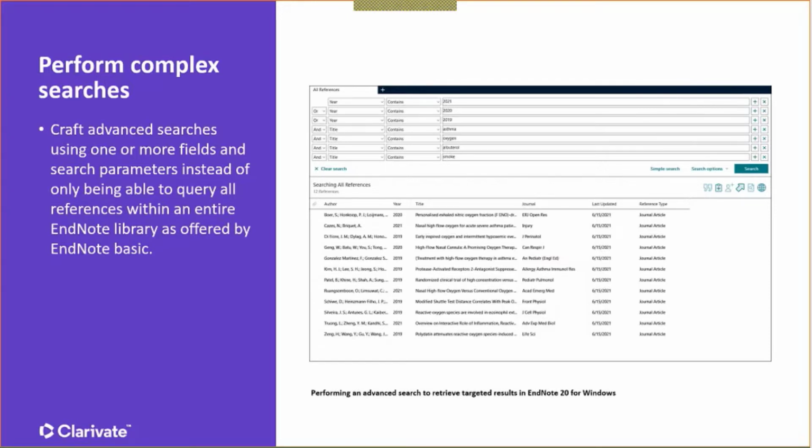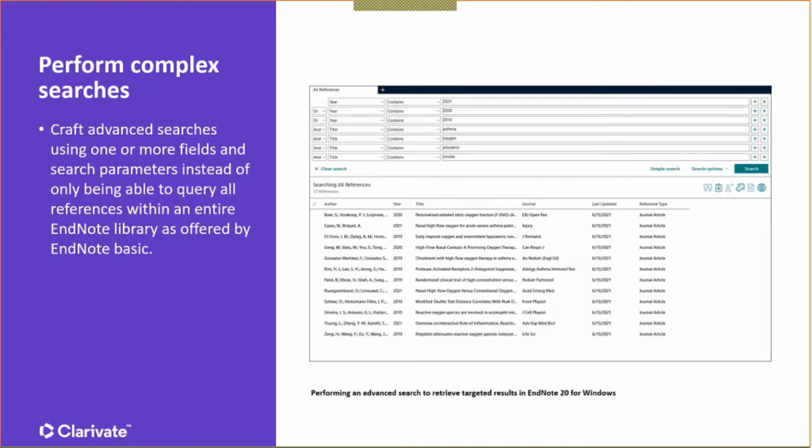You can target a search to a particular field. You can craft a multi-parameter search in EndNote 20. You can target your search on a specific group or group set in your library. If you prefer not to search the entire library, you can perform a targeted search if you'd like. And with EndNote 20, you can also save these complex searches.